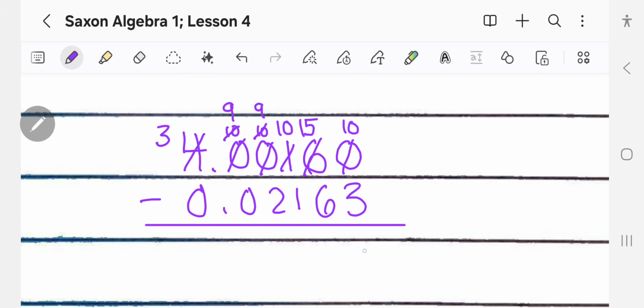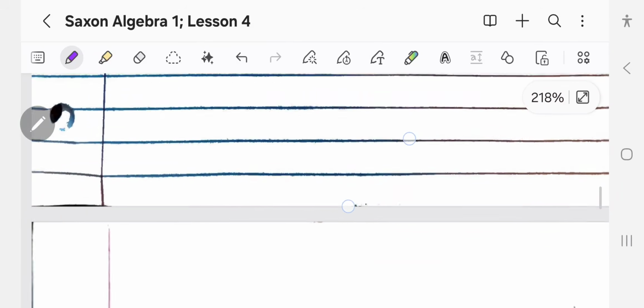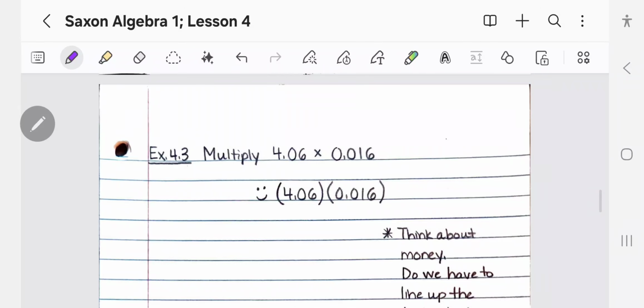All right, now when I subtract that here, I've got 7, 9, 9, 7, 9, and then a 3. So I got 3.97997. So that would be tenths, hundredths, thousandths, 10 thousandths, 100 thousandths is what that is. And there's your answer. 4.3. Yes, there it is. 4.3.